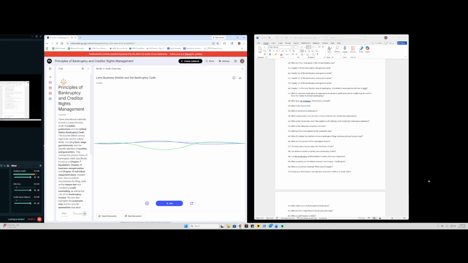That is a fantastic follow-up question. You are wondering which of the main chapters it resembles most. What's fascinating here is that Chapter 12 is actually a mix of both. It takes elements from Chapter 11, which is reorganization, and it takes structure from Chapter 13, which is the repayment plan.